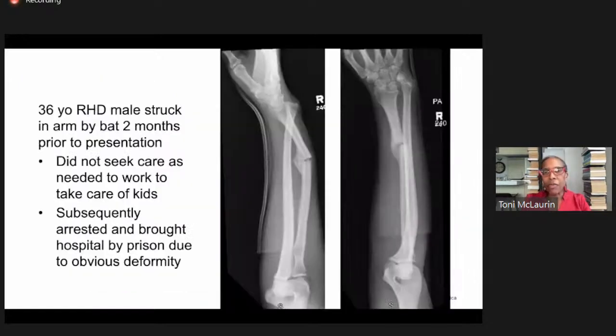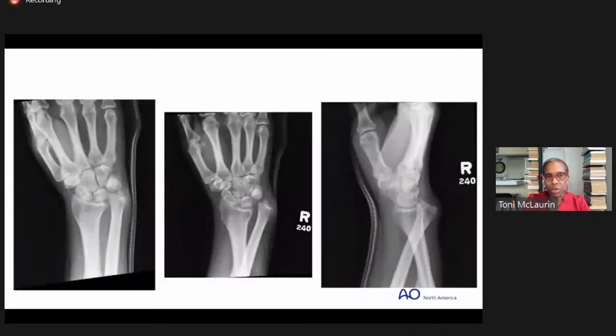So here's just a few examples. A 36-year-old right-hand dominant male struck in the arm by a bat 2 months prior to presentation. He didn't seek care because he felt like he needed to keep going to work to take care of his kids. And then unfortunately, he subsequently got arrested. And since I work at the hospital that has a jail in it and that all of the patients at Rikers Island come to, he was ultimately brought to the hospital because of this obvious deformity of his wrist.